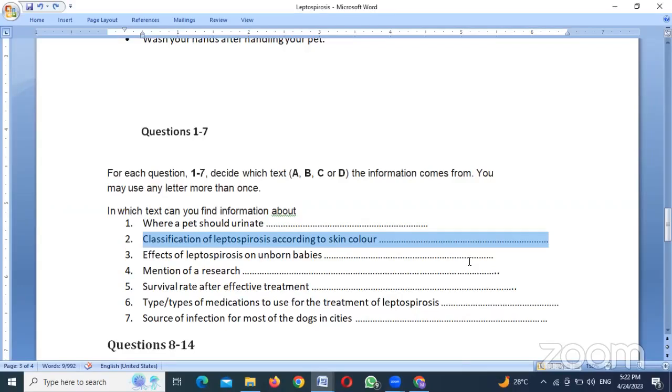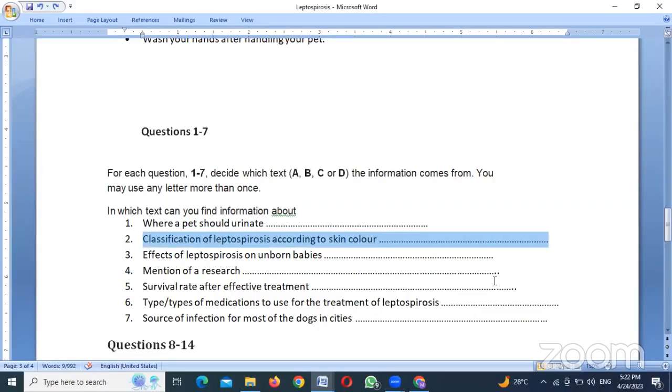Classification of leptospirosis. Just wait, please. Write in the chat, and let other people write in the chat. In which text is it possible, A, B, C, or D? Please hold on. Write in the chat, okay? I will ask you, but later on. All of you write in the chat in which text it is possible: A, B, C, or D.